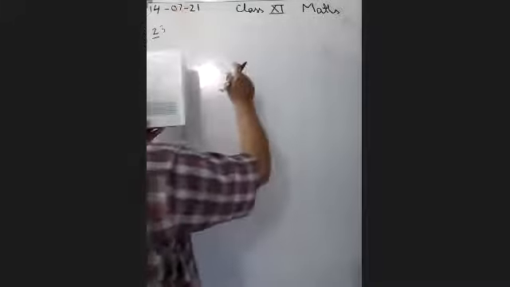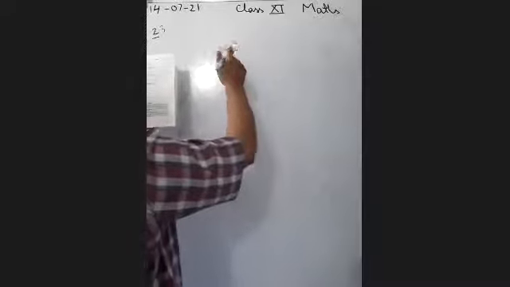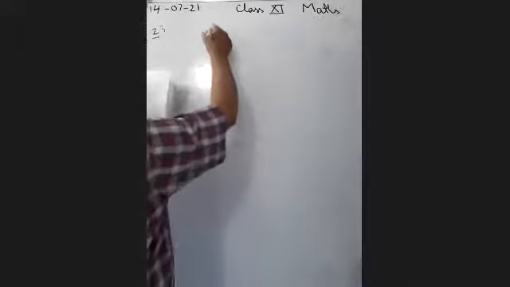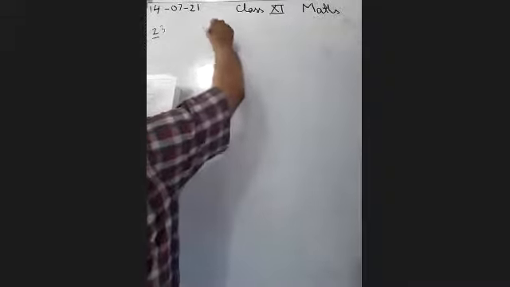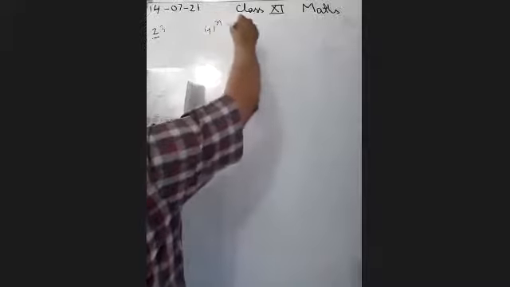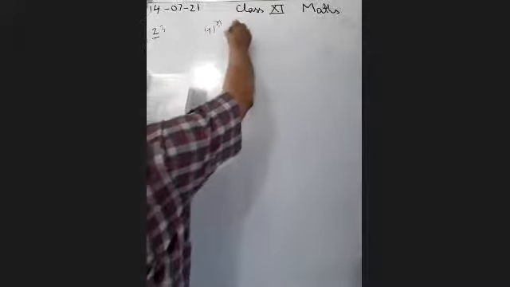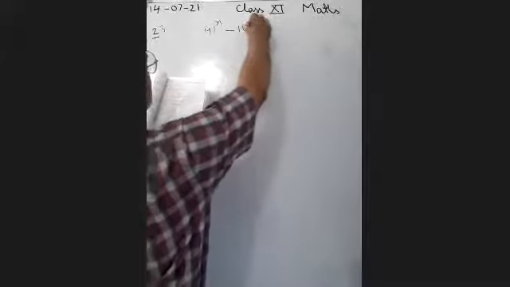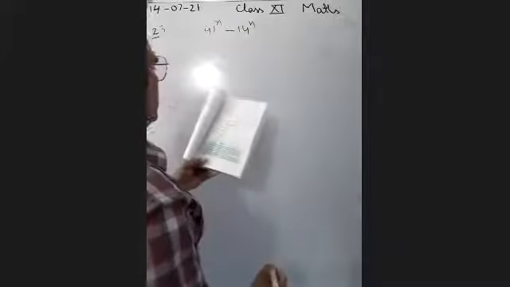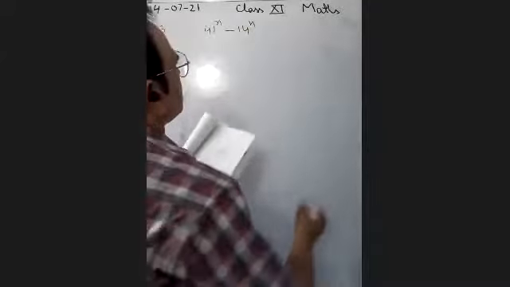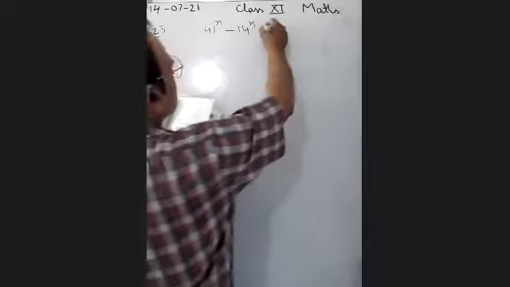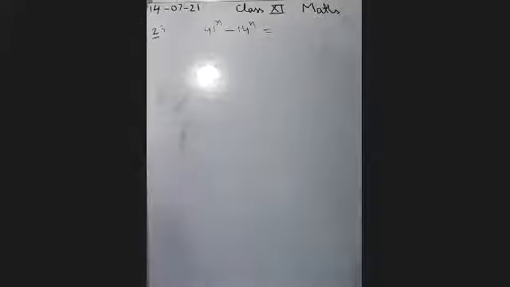So the 23rd question is: 41 to the power n minus 14 to the power n is a multiple of 27. It is a multiple of 27 or divisible by 27. Both are the same thing, okay?